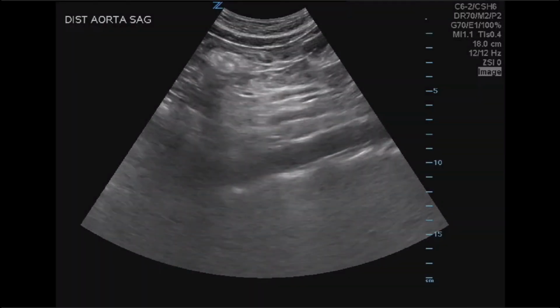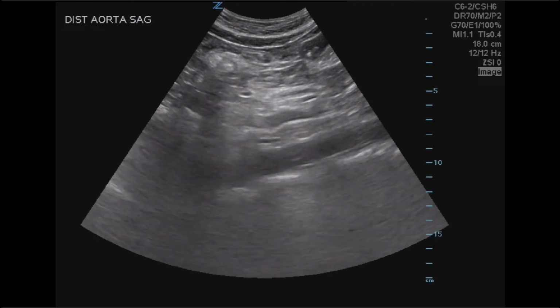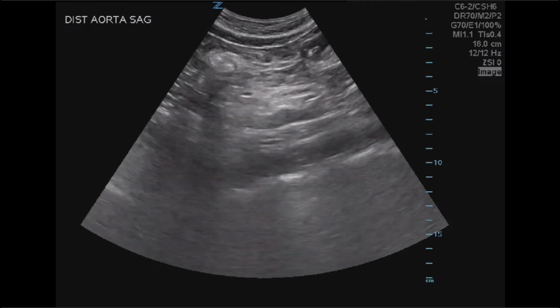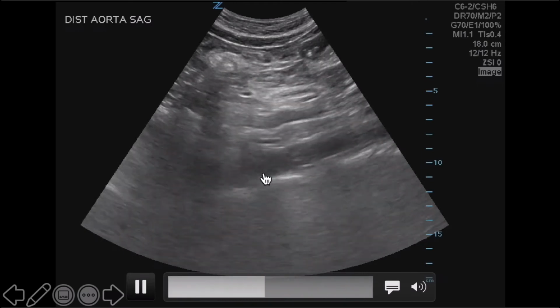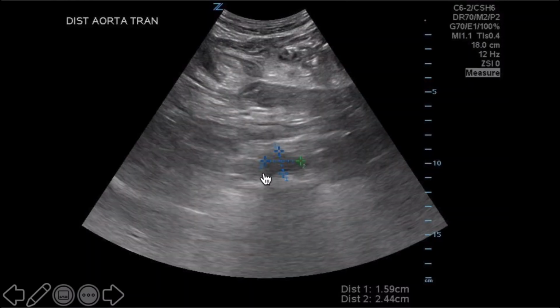Additional views were subsequently obtained at the distal aorta. Like the proximal view, this did not appear to show any aneurysmal dilation. A final picture was obtained of the distal aorta, again not showing evidence of aneurysmal dilation.